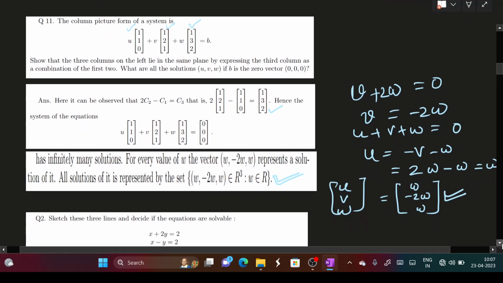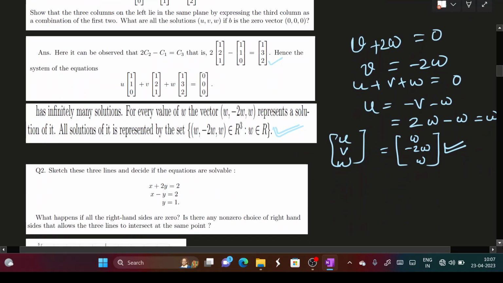So that's the solution. Now let us discuss another question. What it is telling: sketch these three lines and decide if the equations are solvable. Let us draw. The second part of the question is, what happens if all the right hand sides are 0? Next part is, is there any non-zero choice of right hand sides that allow the three lines to intersect at the same point? Let us discuss.